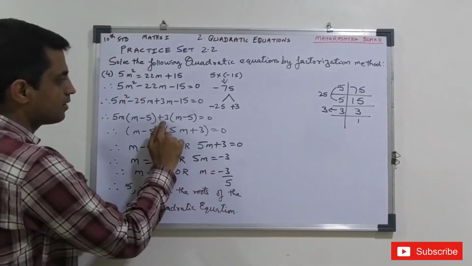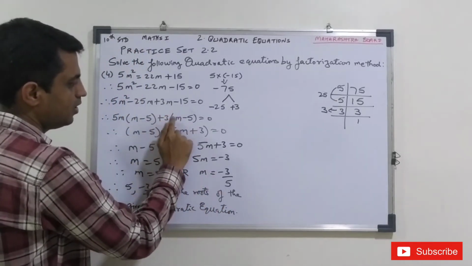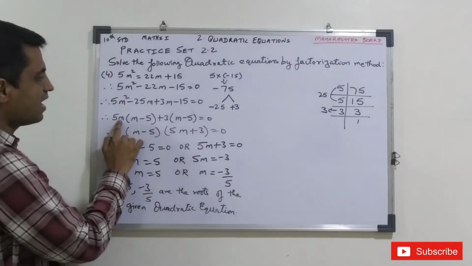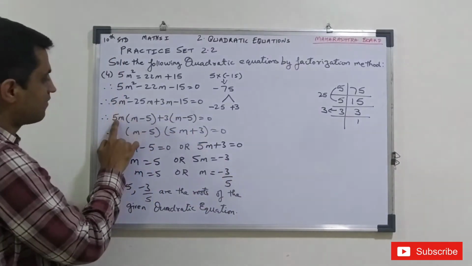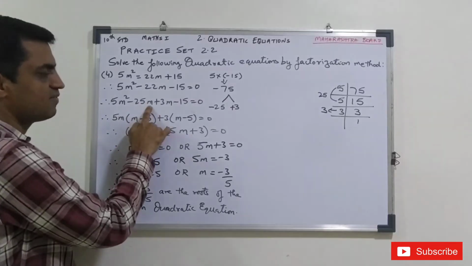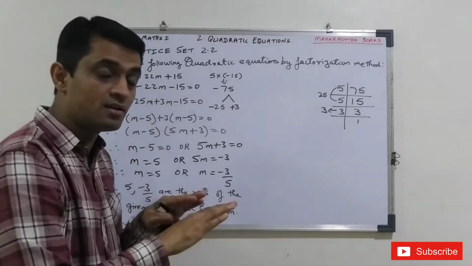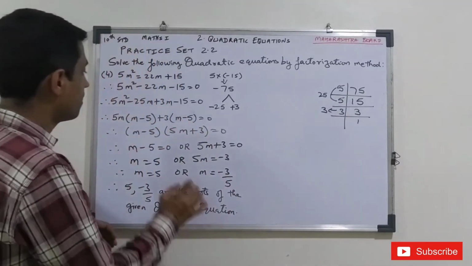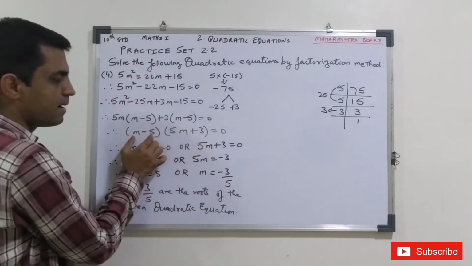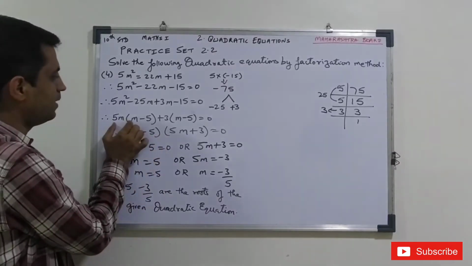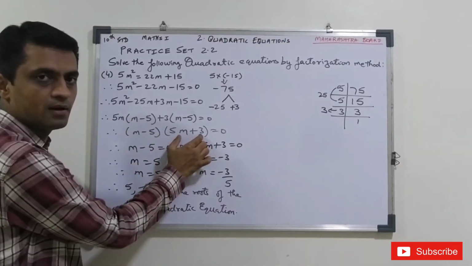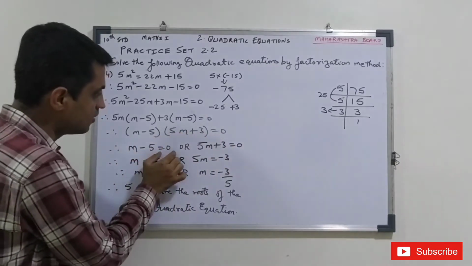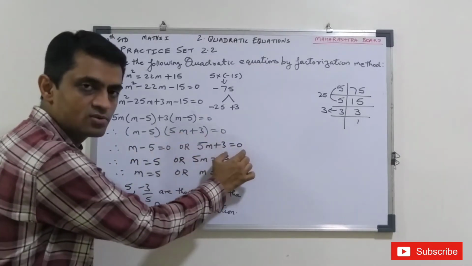You can check. 3 into m, 3m. 3 into minus 5, minus 15. Same. Nothing is changed. Here also, 5m into m, 5m square. 5m into minus 5, minus 25. So we are taking out common, but nothing is changing here. The meaning of the sum should not change. Now taking out m minus 5 common, what will be there? 5m plus 3 uncommon. Compare with 0. m minus 5 is equal to 0 and 5m plus 3 is equal to 0.